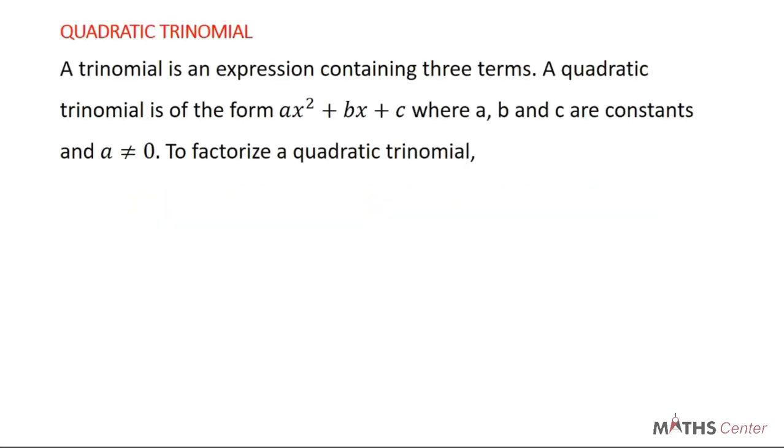So let's begin by learning what a quadratic trinomial is. A trinomial is an expression containing three terms. So in the previous video, we saw that if an expression contains two terms, it's called a binomial. So if an expression contains three terms, it's called a trinomial. Now, a quadratic trinomial is a trinomial that has a quadratic term. The quadratic term in this example here is the squared term.